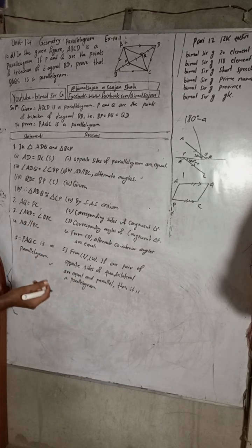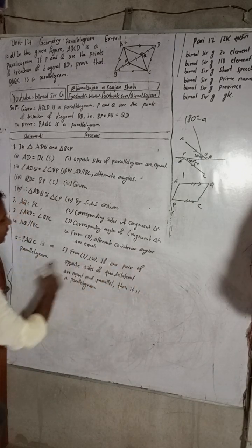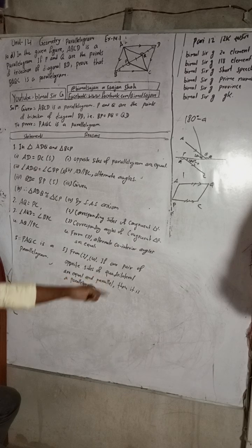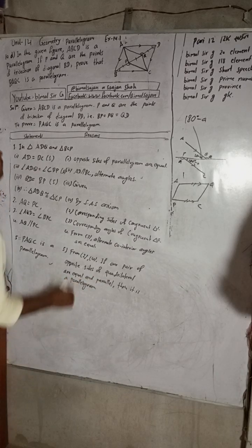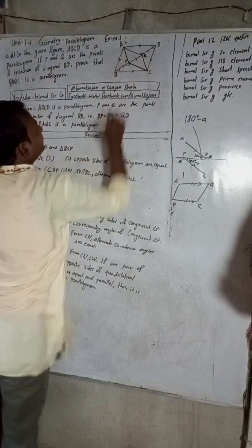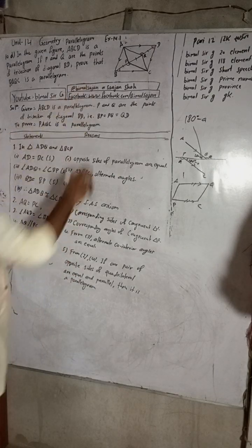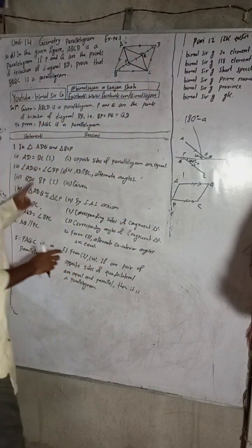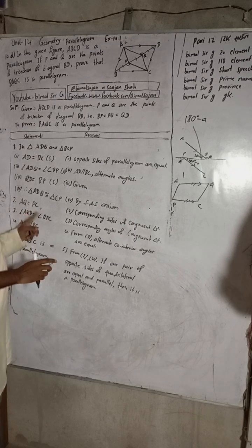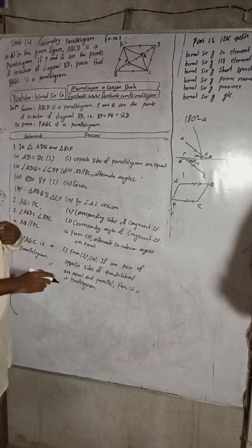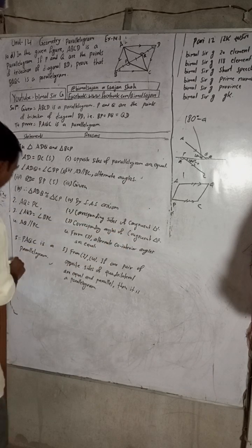There is also one other method. Suppose you don't want to write this bigger sentence, then you take this triangle and this triangle, and prove that they are congruent. How can we prove that they are congruent? This is the complete solution.